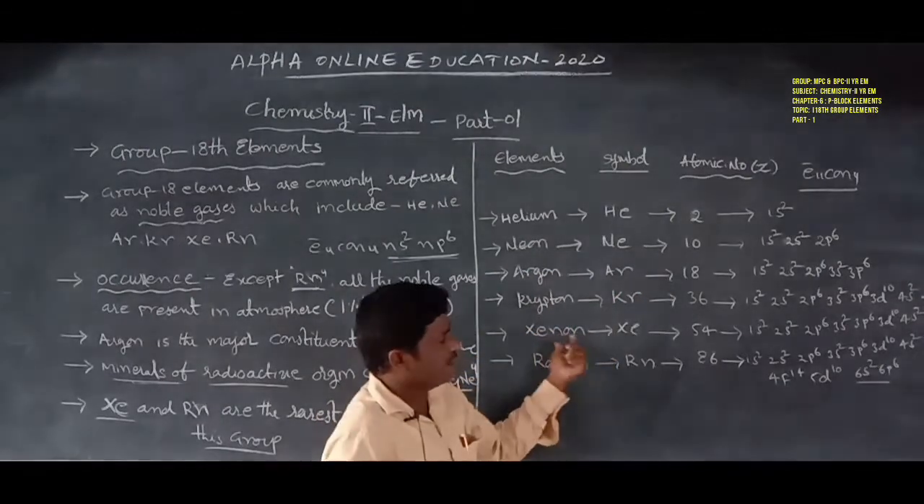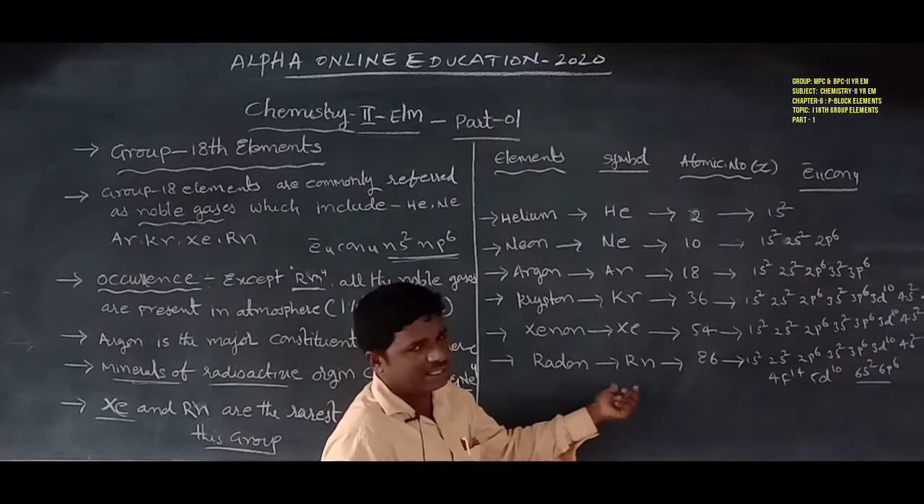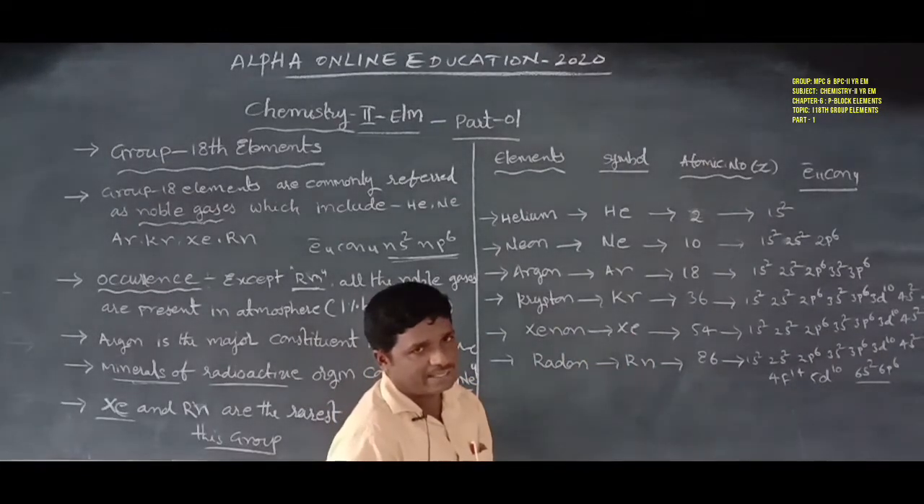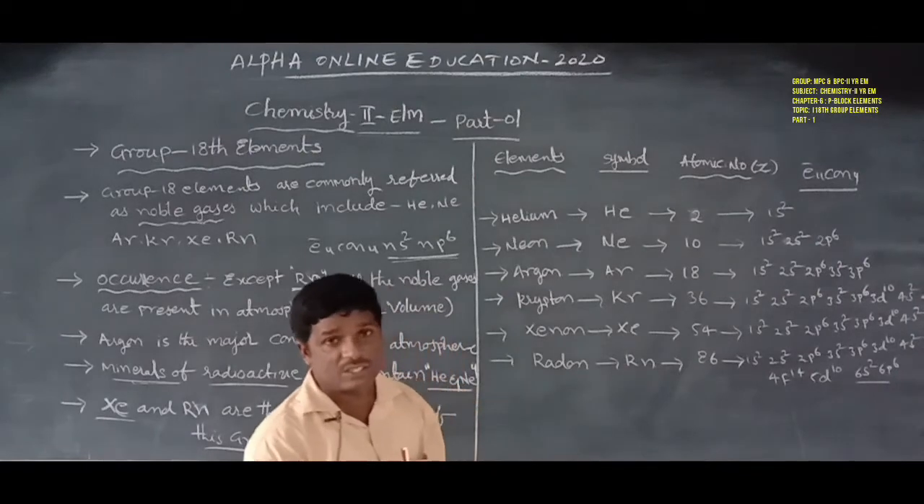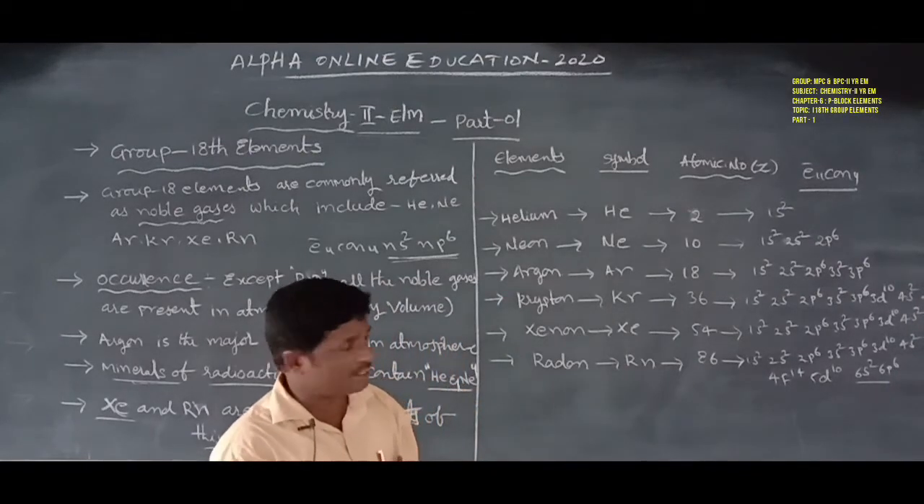Next one, the xenon symbol is Xe and the radon symbol is Rn. Those are the elements of the zero group.